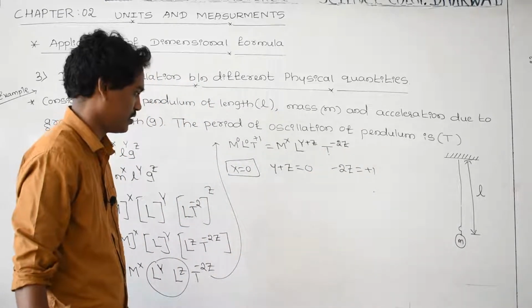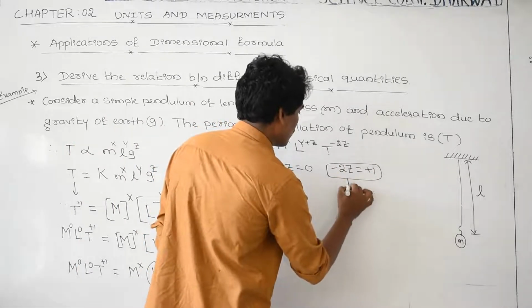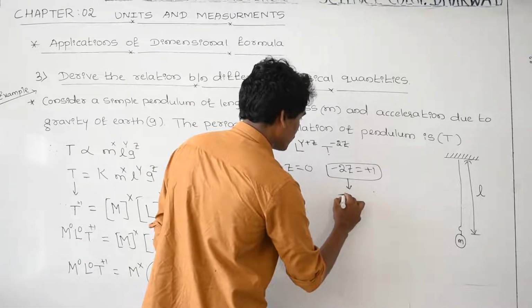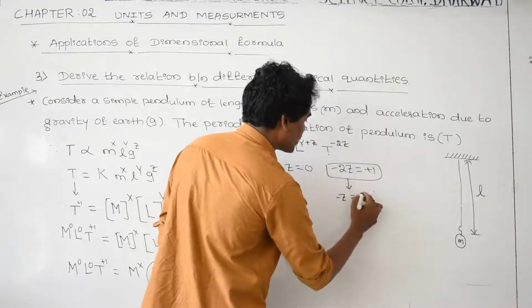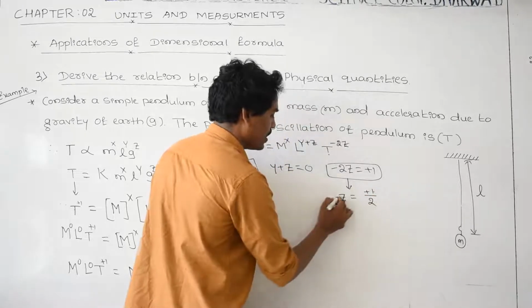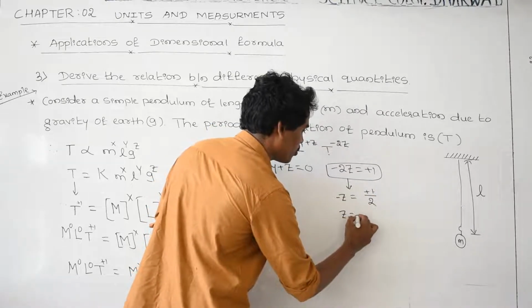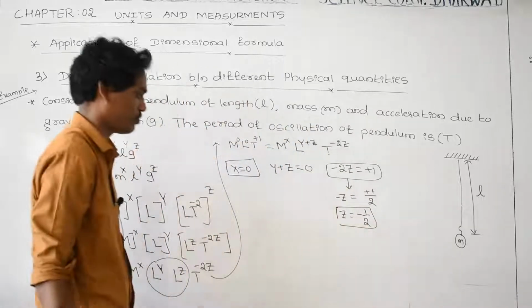And here let us take from this one, z as it is, minus 2 goes to that side, that is plus 1 divided by 2, and that minus sign goes that side, z is equal to minus 1 by 2. This is the z value.